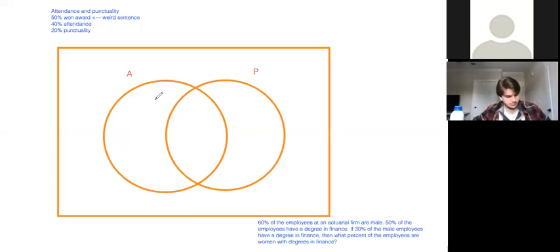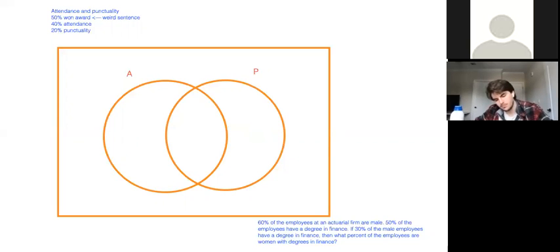In the same fashion, I can't call this 20%. We were told that 20% of people won the award for punctuality. But again, you can't lump all that 20% in this section because, as you said, some of that is in the middle. So how do we figure out how much is here?